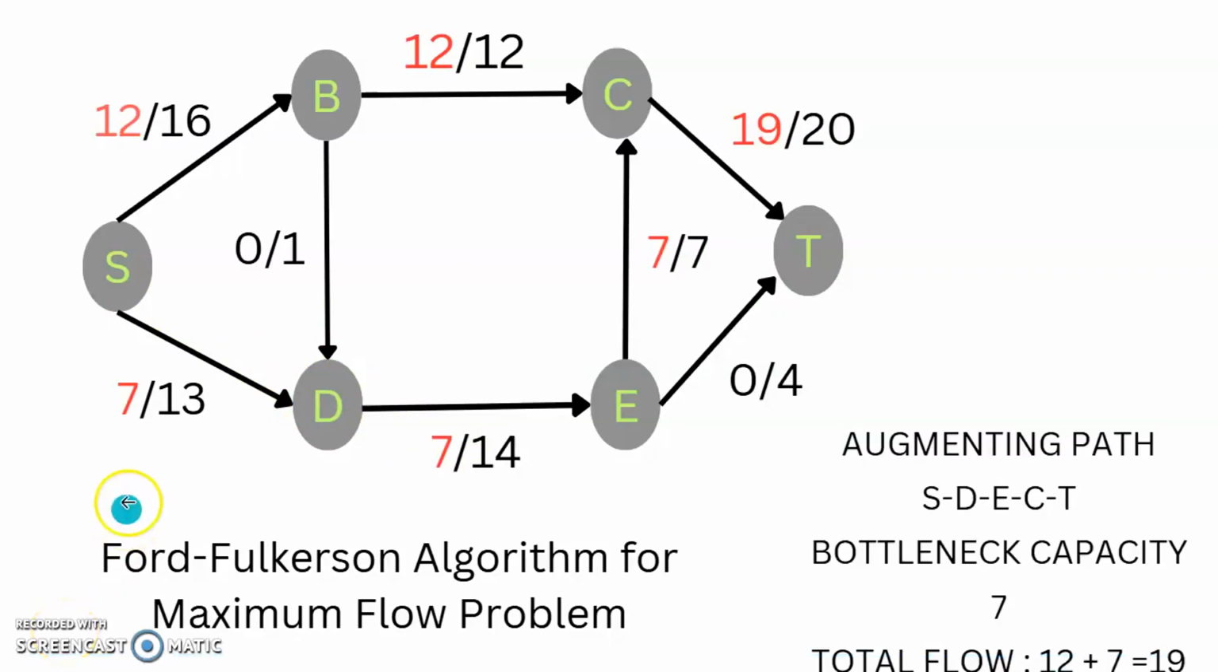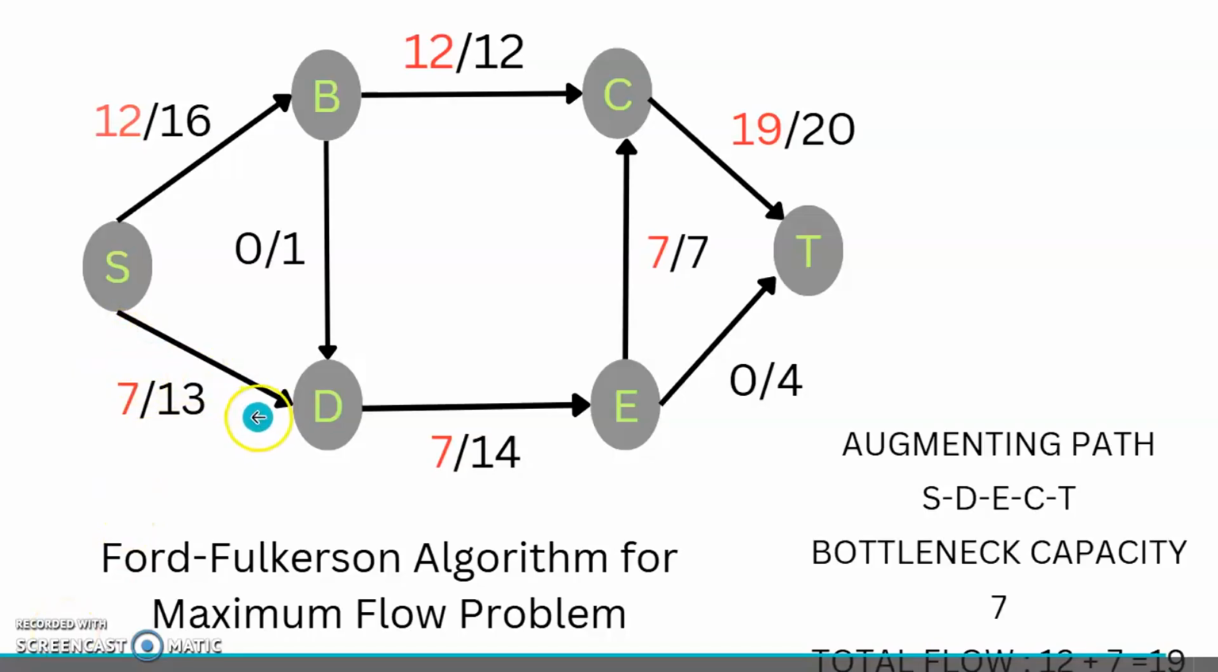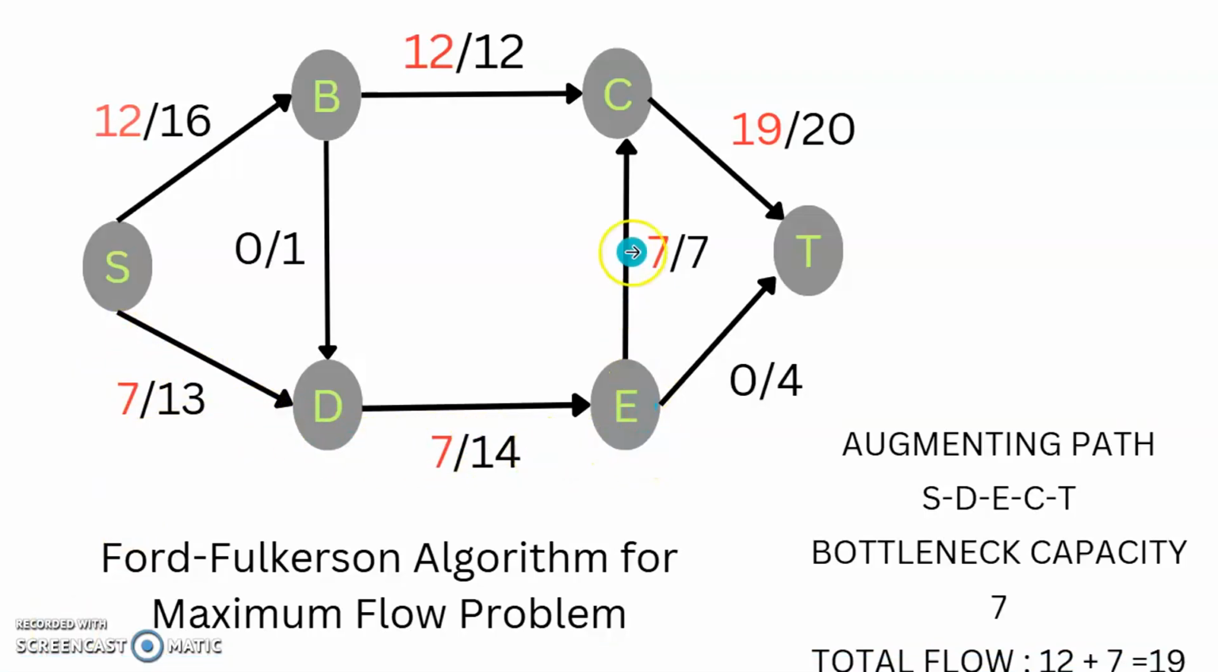Next, we have chosen the path S to D, D to E, E to C, then C to T. So here in this path, what is the value of bottleneck capacity? For example, if we take C to T, the total capacity is 20. We have already used 12, so remaining is 8. So in this path, we can pass 8.